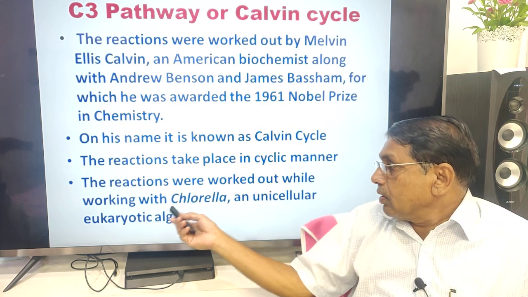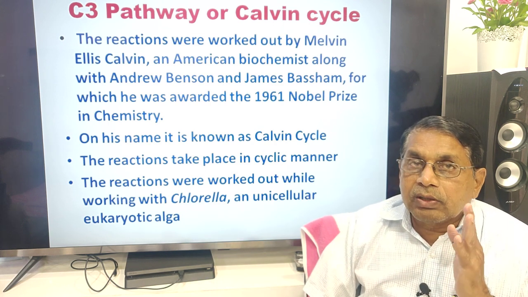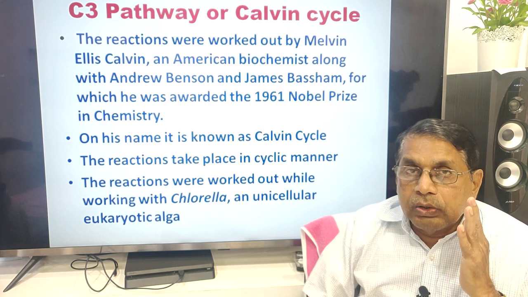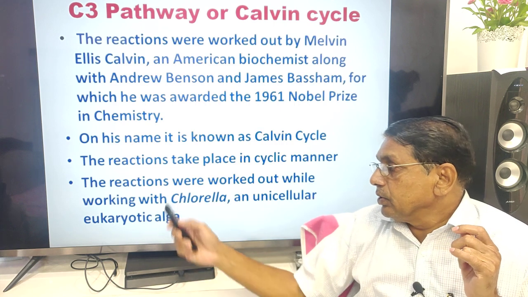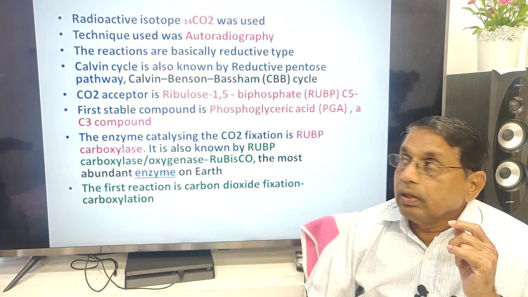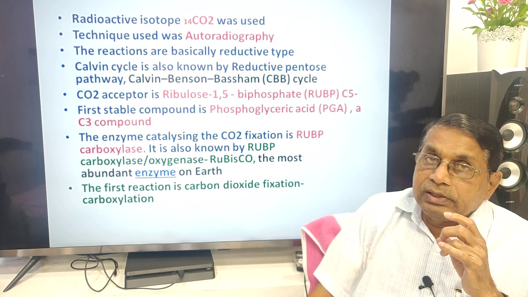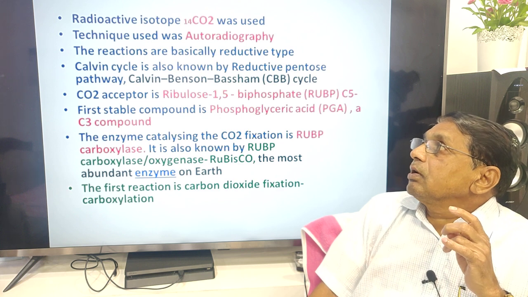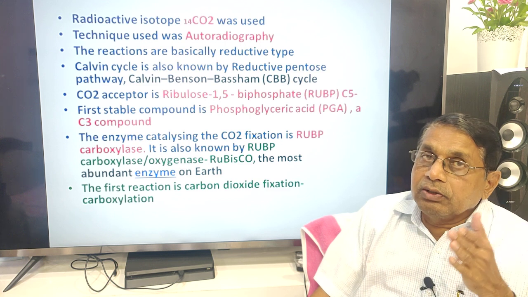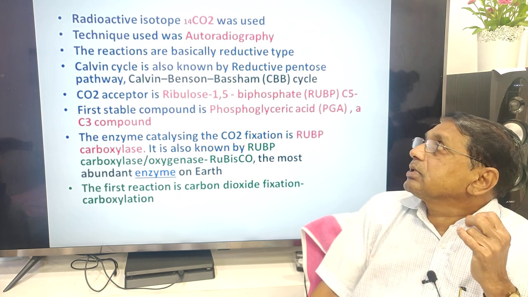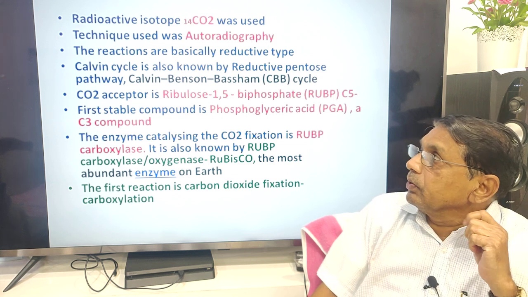The reactions were worked out while working with Chlorella, a unicellular eukaryotic alga. Calvin and his associates used the C14 carbon dioxide isotope. Normally it is C12, but they used C14. The technique used by them was autoradiography.